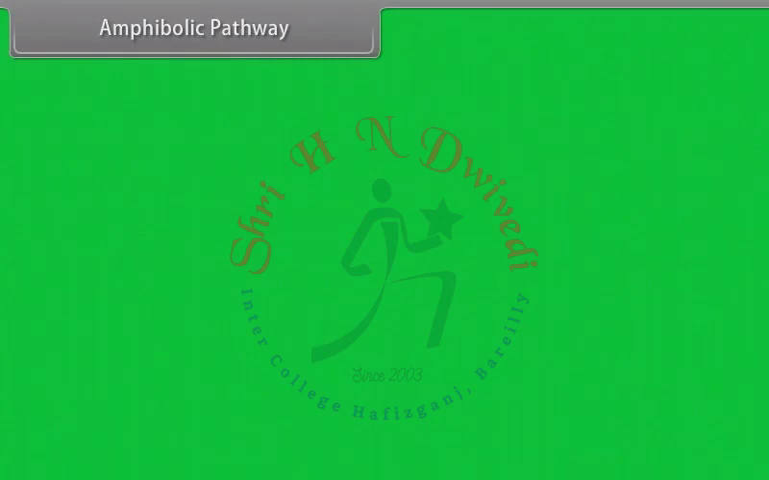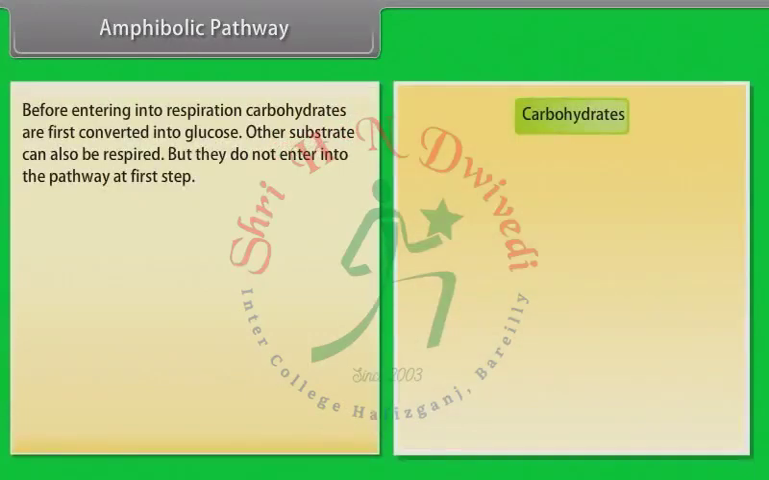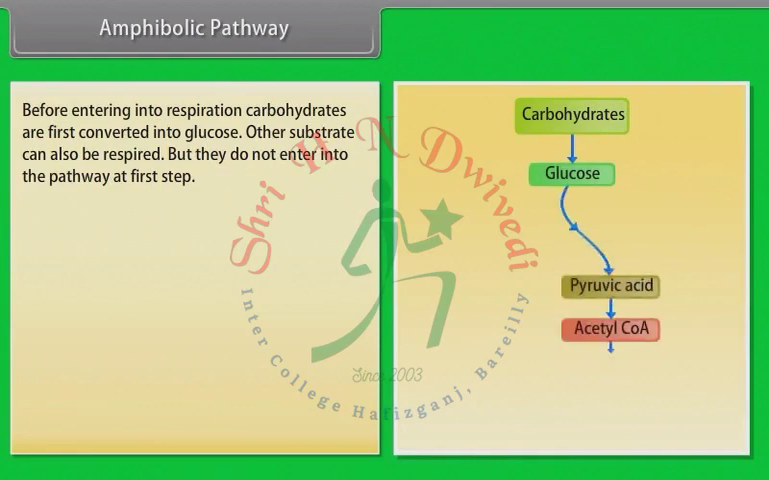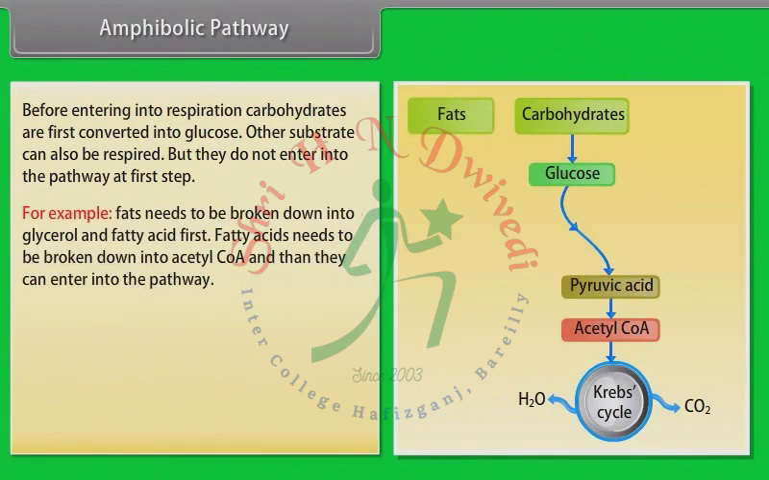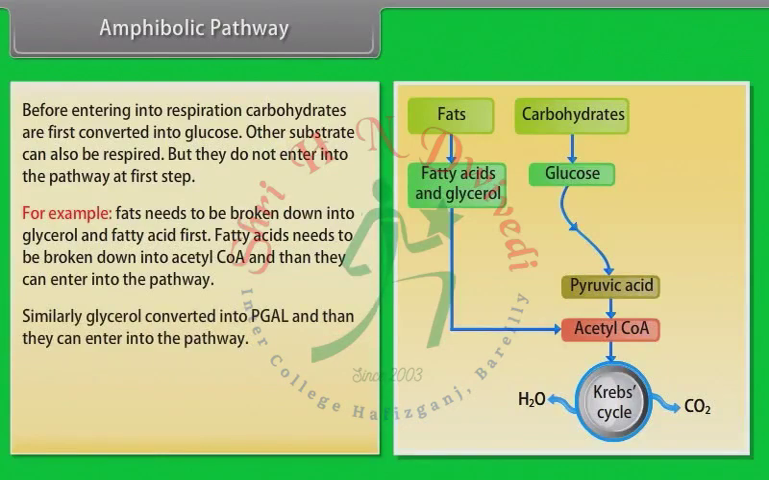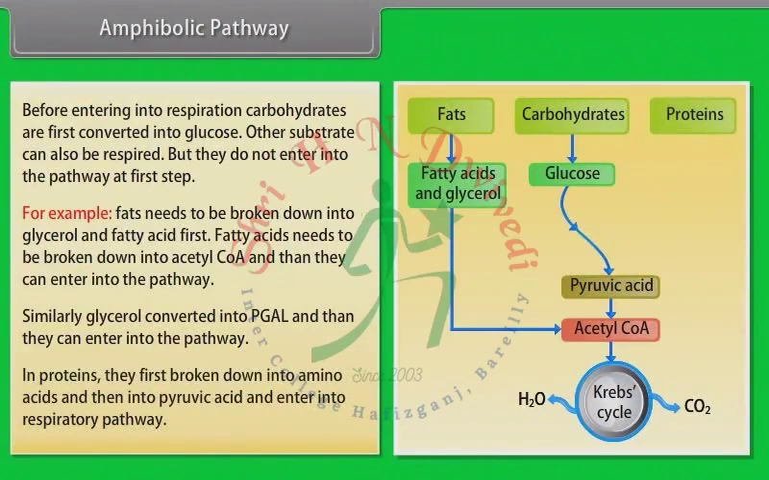Amphibolic pathway. Generally, carbohydrates are used as substrates for respiration. Before entering into respiration, carbohydrates are first converted into glucose. Other substrates can also be respired, but they do not enter into the pathway at the first step. For example, fats need to be broken down into glycerol and fatty acid first. Fatty acids need to be broken down into acetyl CoA, and then they can enter into the pathway. Similarly, glycerol is converted into PGAL, and then it can enter into the pathway. Proteins first break down into amino acids and then into pyruvic acid and enter into the respiratory pathway.